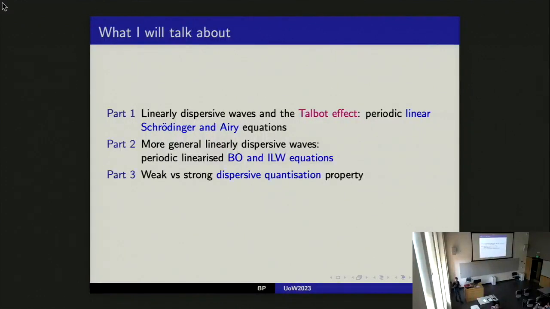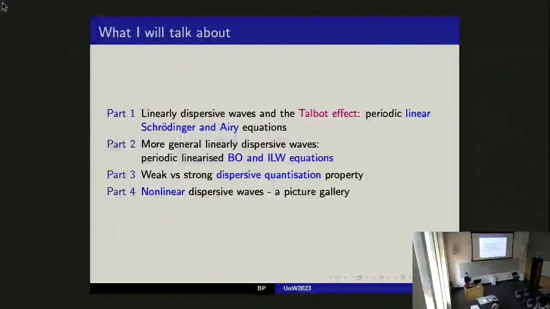Then I will try to see if we can relax this notion of Talbot effect. I'm calling it dispersive quantization at this point. I'll go over all these terms. And finally, I will give you a few pictures of what happens if I add nonlinearity to all this. So hopefully this gives you a bit of a roadmap. If you get lost, just scream.